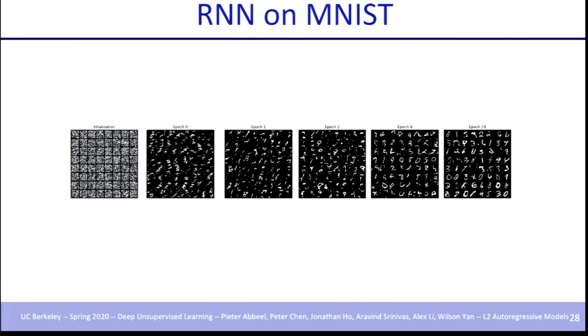So what you see is a grid of 8 by 8, so 64 different images generated from this RNN. And you can see in initialization, random initialization of the RNN, it's not outputting interesting images. But as you are, in this case, 19 epochs in, you actually get things that look like MNIST digits.